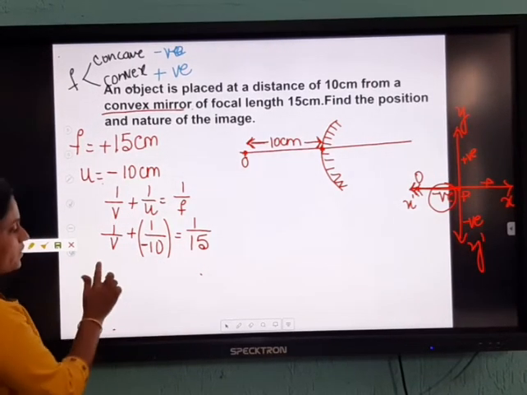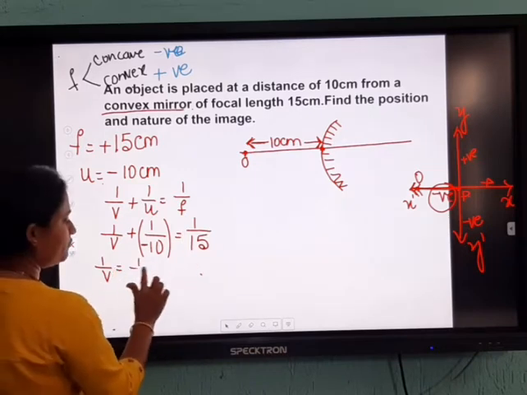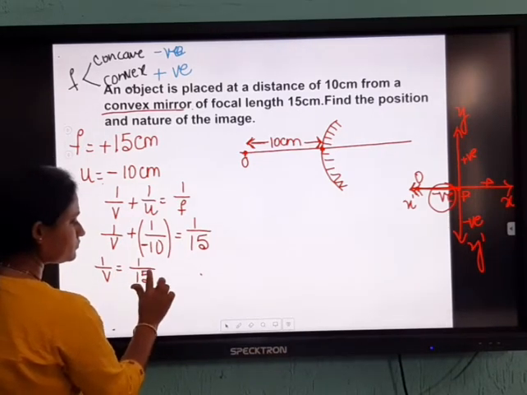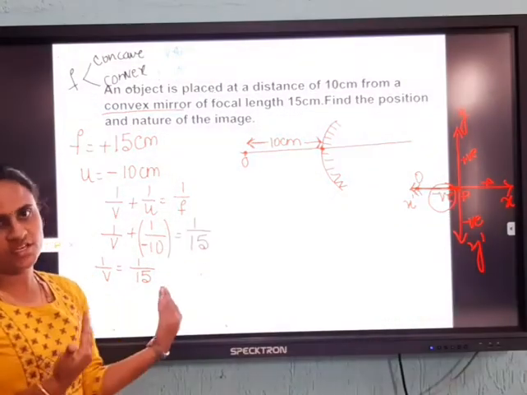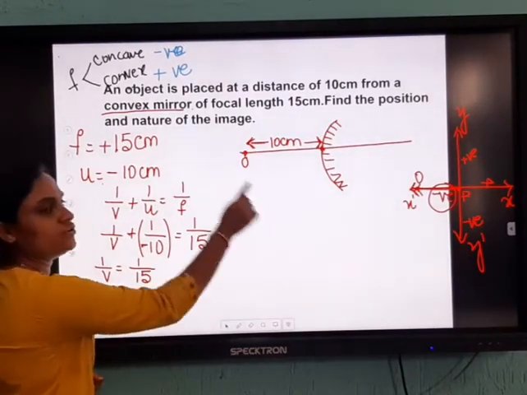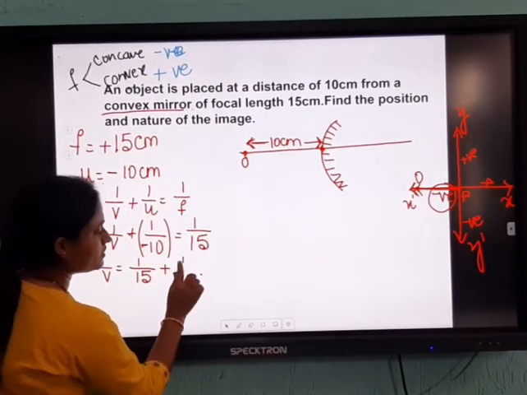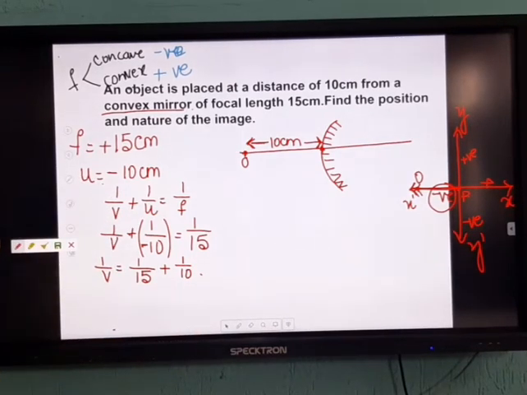I keep 1 by V as I need the value of 1 by V, then 1 by 15. When I take a term from the left-hand side to the right-hand side, the sign changes, right? Plus into minus is minus. So the minus going to that side will become plus, that is 1 by 10. Clear? Now you know the simplification, right?